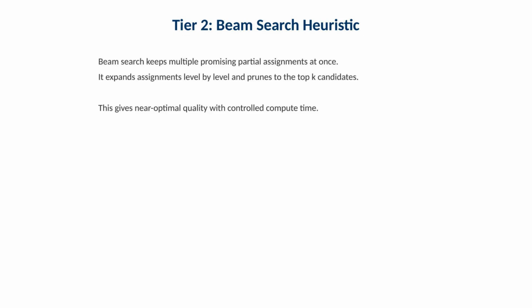Tier 2 uses beam search to produce high-quality assignments quickly. Instead of exploring every possibility, beam search keeps only the top K partial solutions at each step, based on a heuristic evaluation. This structure gives you a controllable trade-off. With a small beam width, you get speed, and with a larger beam width, you get higher solution quality, while still staying far below exhaustive search.